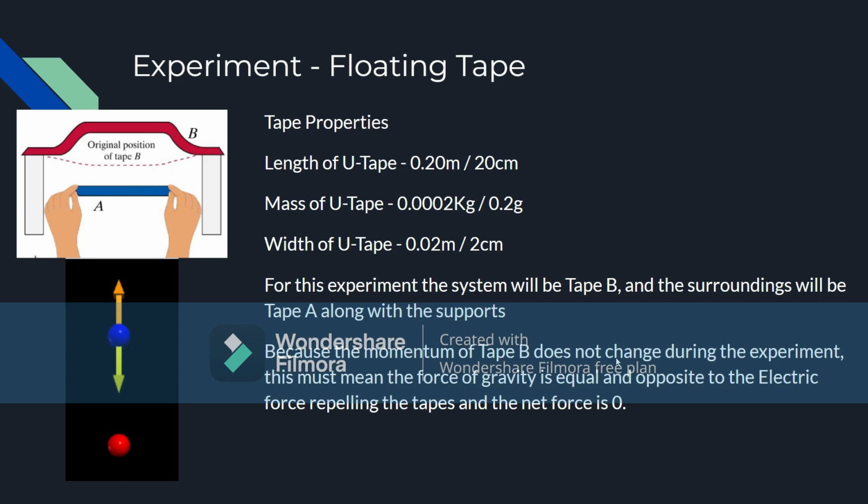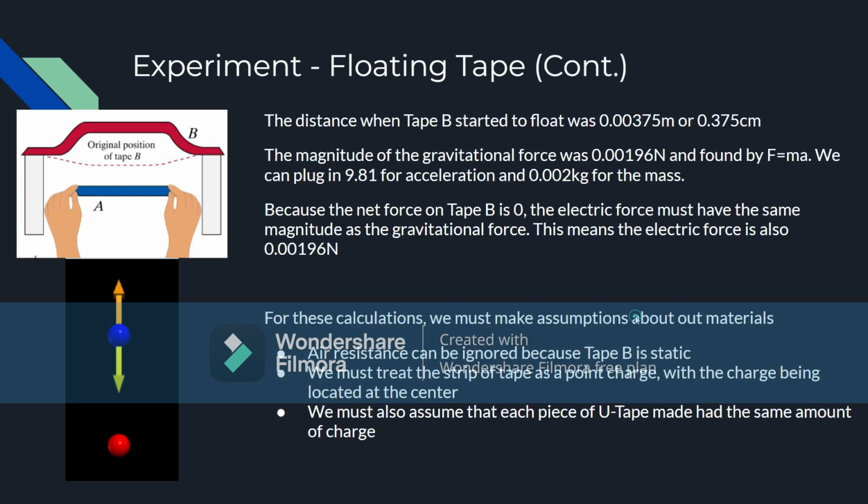Experiment, floating tape. Some tape properties I had were that the length of the U-tape was 20 centimeters, the mass of the U-tape was 0.2 grams, and the width of the U-tape was 2 centimeters. For this experiment, the system will be tape B and the surroundings will be tape A along with the supports. Because the momentum of tape B does not change during the experiment, this must mean that the force of gravity is equal and opposite to the electric force repelling the tapes, and the net force is zero.